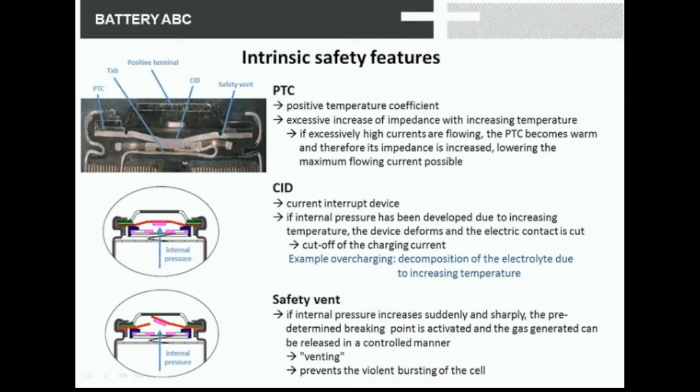The next very important feature is a safety vent. Safety vent means when the internal pressure inside the cell is rising too sharply, there is a too sudden effect of internal pressure, then this safety vent is opening. Opening means venting, and it prevents a violent bursting of the cell. All cells which BMZ uses, for example, have those elements. It's a must-have.